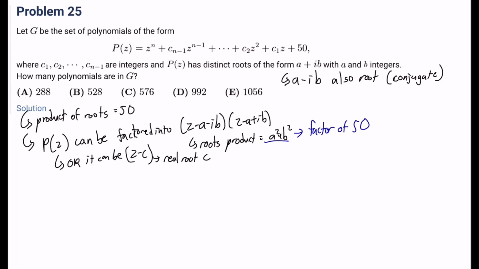So first, now let's just look at a squared plus b squared and what factors of 50 it can be. So a squared plus b squared is equal to 1, or 2, or 5, or 10, or 25, or 50.